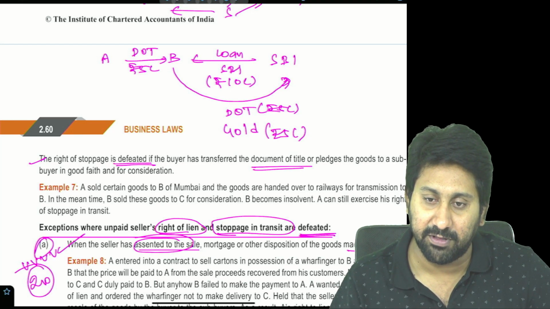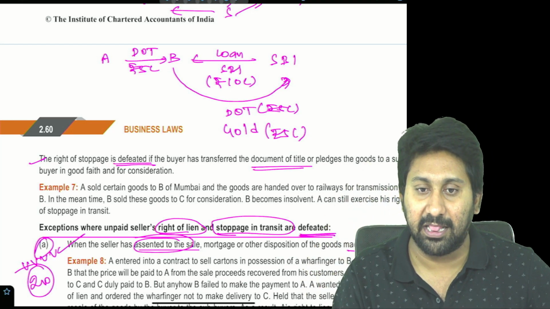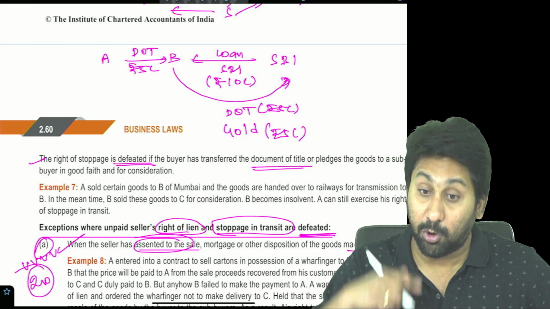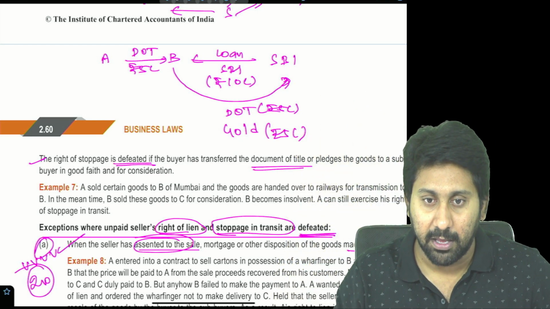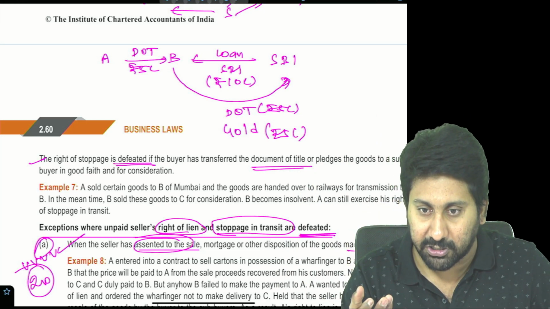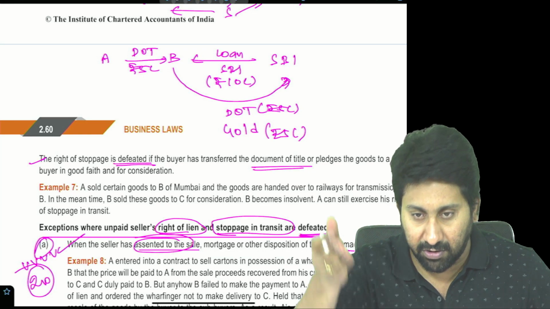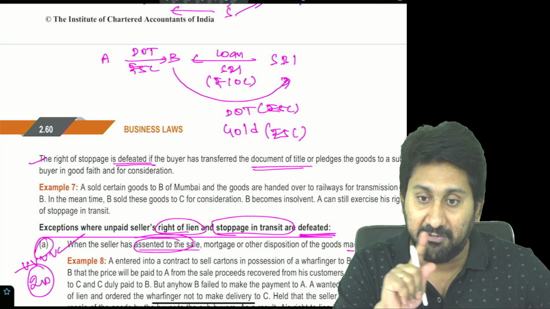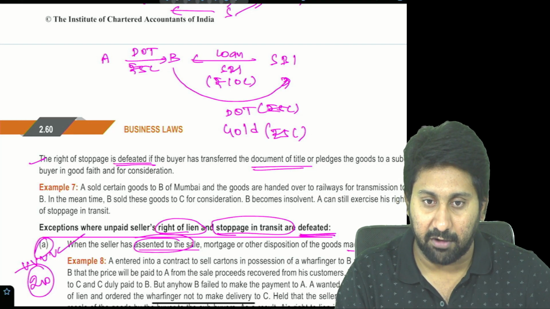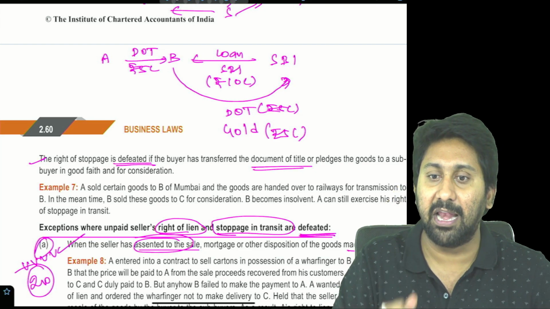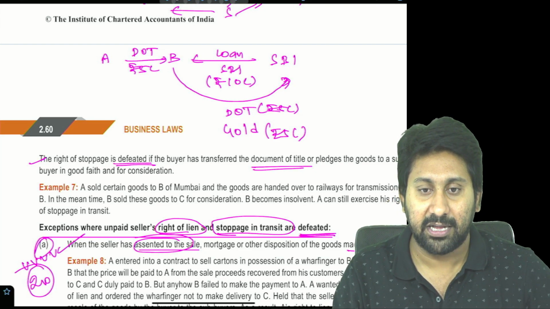Now what can you do with SBI? A goes to SBI and tells them that B is a cheater. He is insolvent. He didn't pay money. He couldn't pay money even in the near future. Please give back my goods. SBI will say, do you think that I am a fool? I have given a loan to him worth 10 lakhs. Then what to do? I will pay 5 lakh. A said, 5 lakh, why? The document of title is worth only 5 lakh, but I have given a 10 lakh loan to him.